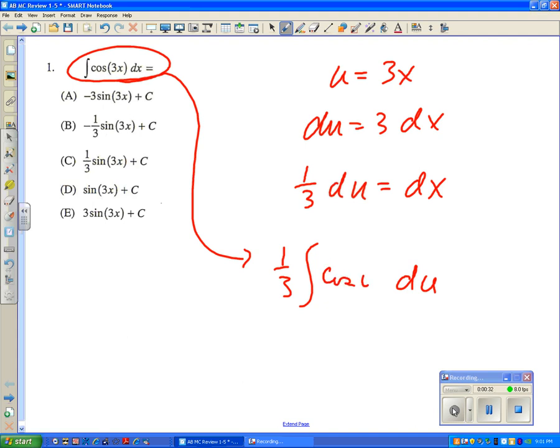but the cosine of u. The integral of cosine is sine, so we have 1/3 sine u plus c as our answer. But if we want our answer in x, we need to back substitute. We need to write in place of u 3x. 3x needs to go in place of the u, so it seems to me that C is our answer to number 1.